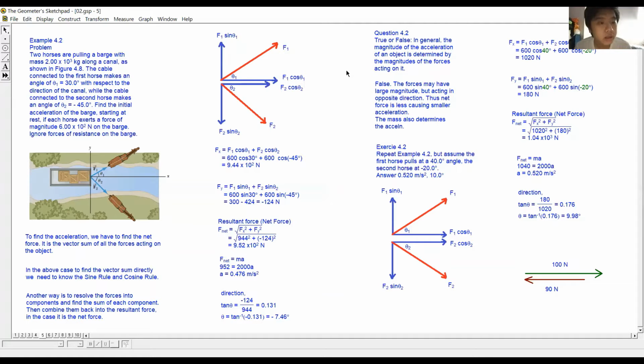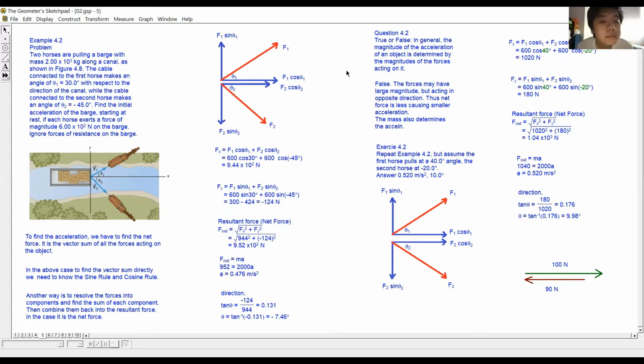The cable connected to the first horse makes an angle of theta 1 equal 30 degrees with respect to the direction of the canal, while the cable connected to the second horse makes an angle of theta 2 equal negative 45 degrees. Find the initial acceleration of the barge starting at rest if each horse exerts a force of magnitude 6 times 10 to the power 2 Newton on the barge, and no forces are resistant on the barge.